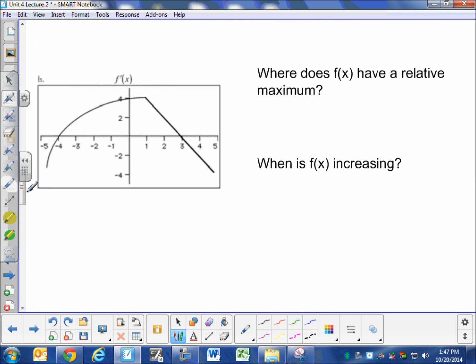A couple more. Where does f have relative maxima? I look at the graph and see when f prime changes sign from positive to negative. That's where you're going to have a relative maximum. Positive to negative occurs at 3. When is f increasing? When is f prime positive? f is increasing from -4 to 3. From -4 to 3, all of my f prime values are positive.